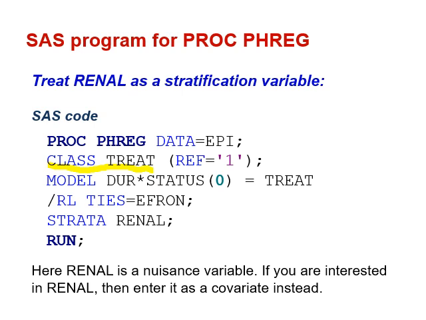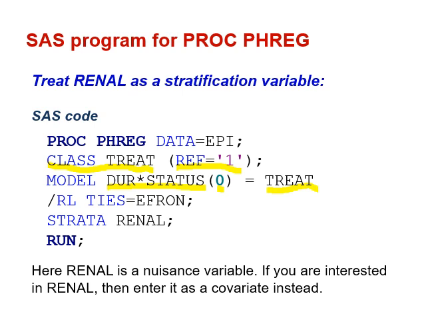This is not necessary. However, it's nice to always include the categorical variables in a class statement, so you can decide which reference you want. In this case, we want 1 to be the reference. 1 was the standard treatment. We then write the model in a similar way as we've seen before. We have the outcome that is made of 2 variables, the duration and the status. 0 indicates the censored observation, and the predictor is treatment to the right side of the equal sign.